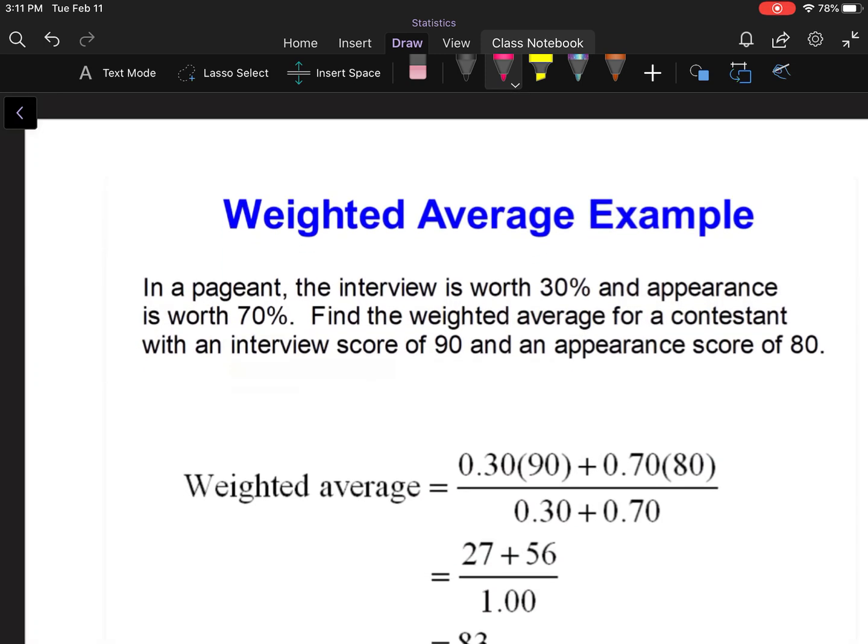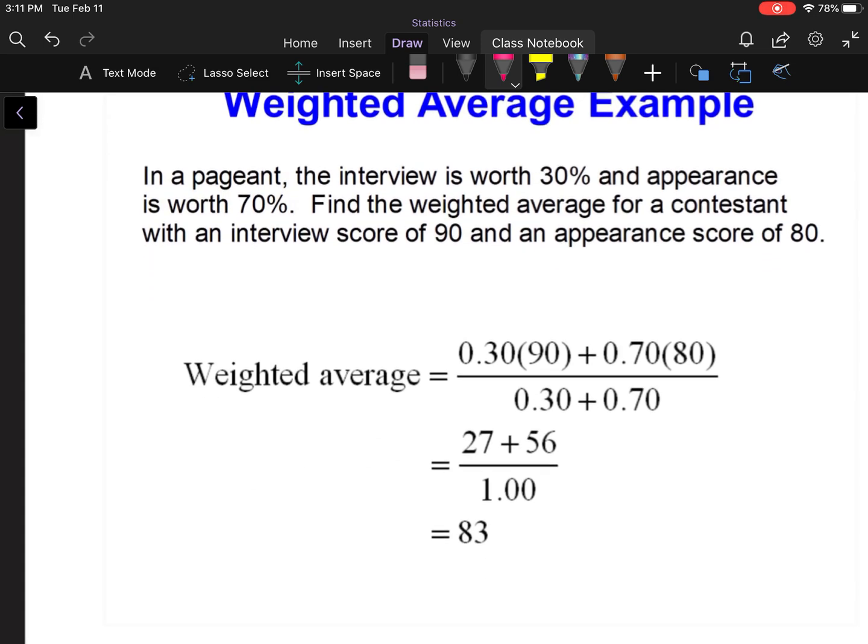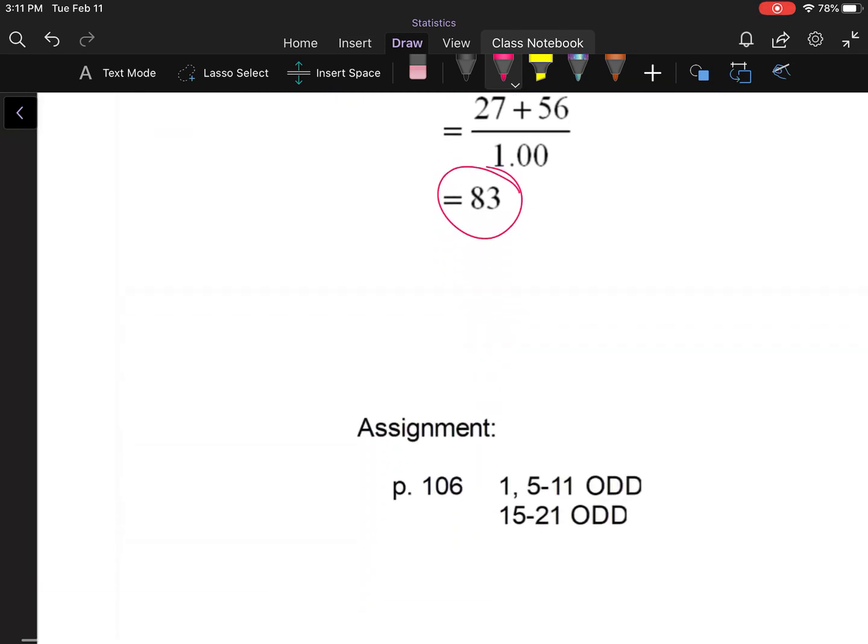So here in a pageant, the interview is worth 30%, the appearance is worth 70%. What is the weighted average for the contestant with an interview score of 90 and an appearance score of 80? Okay, so how that's going to work is you're going to take your 90 times its appropriate weight. Make sure that 0.3 is used instead of 30. And the 0.70 times the 80. You're going to add those together, get 83 divided by basically 1, and you get a weighted score of 83. So that's kind of your different ways to do average.